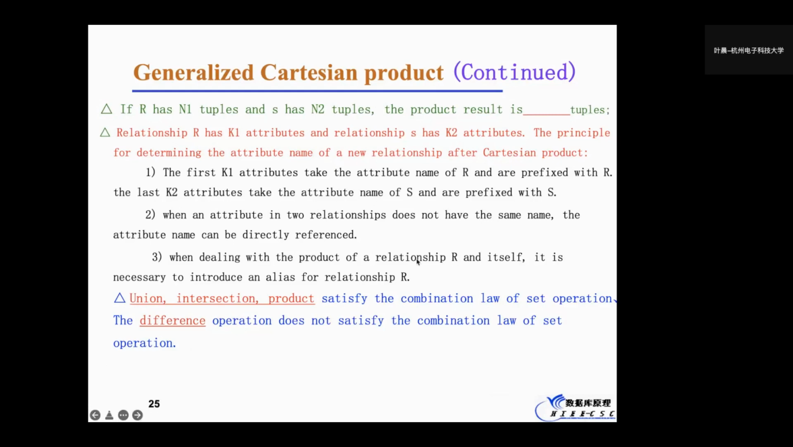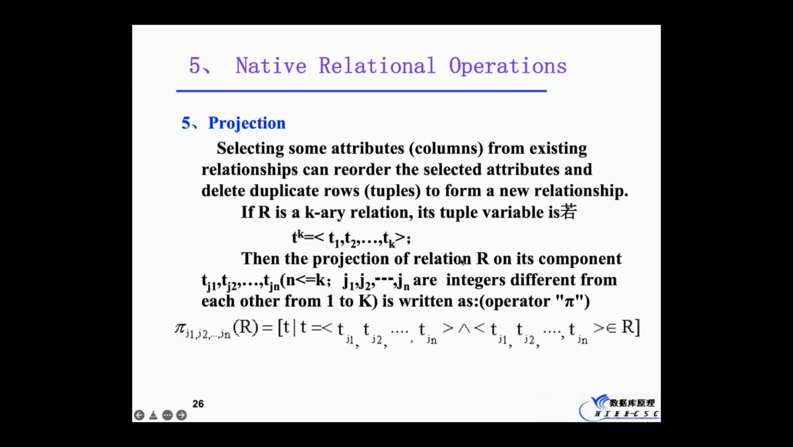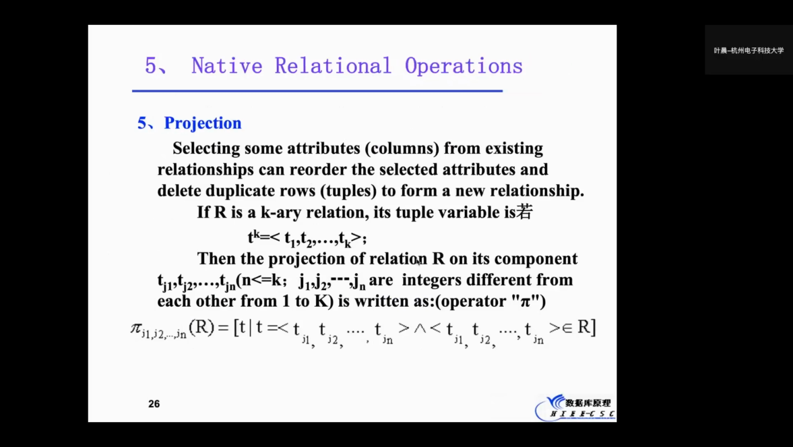Okay, so after the introduction of the set operators, we start to introduce the operations from the specific relation aspect, including the projection, the selection, and so on. So we start with the projection. What is a projection? It means you need to select some attributes, which we call columns, from existing relations, and you can reorder the selected attributes and delete duplicate rows to form a new relation.